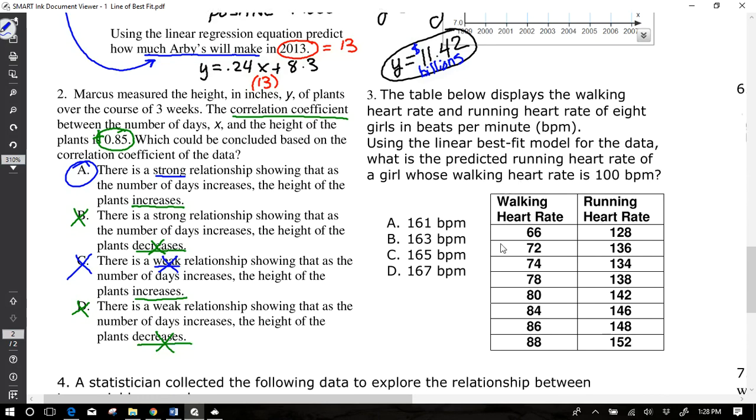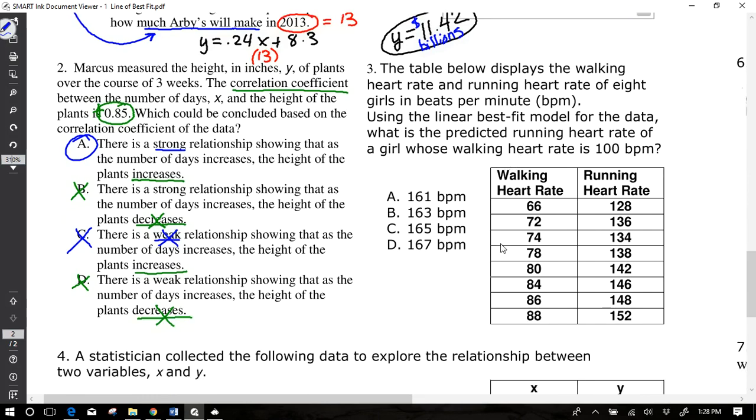Let's take a look at number 3. The table below displays the walking heart rate of 8 girls in beats per minute. Using the linear best fit model for the data, what is the predicted running heart rate of a girl whose walking heart rate is 100 beats per minute? All right, so here's what we're going to do. We are going to first get the line of best fit for the data. That's the first thing that I want you to do.